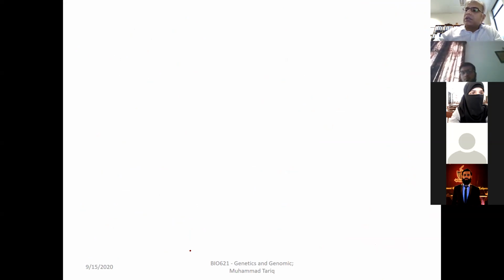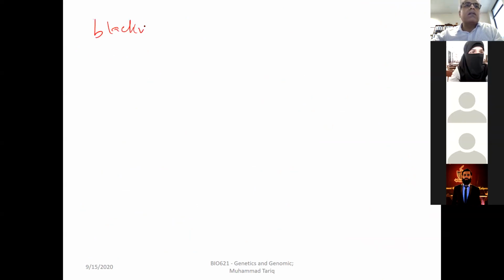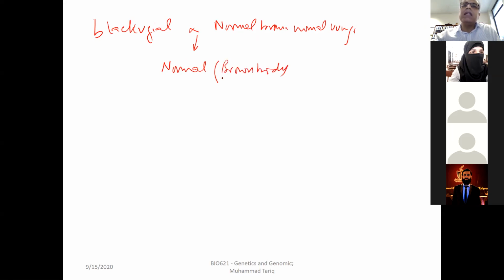Whenever they used black vestigial cross to normal flies, which means brown and normal wings, whenever they tried to do a dihybrid cross, they did get normal flies, which means brown body color and normal wings.